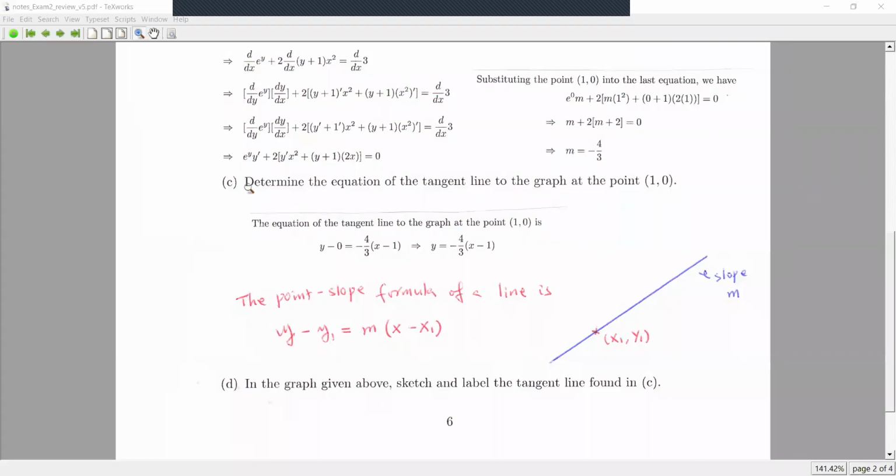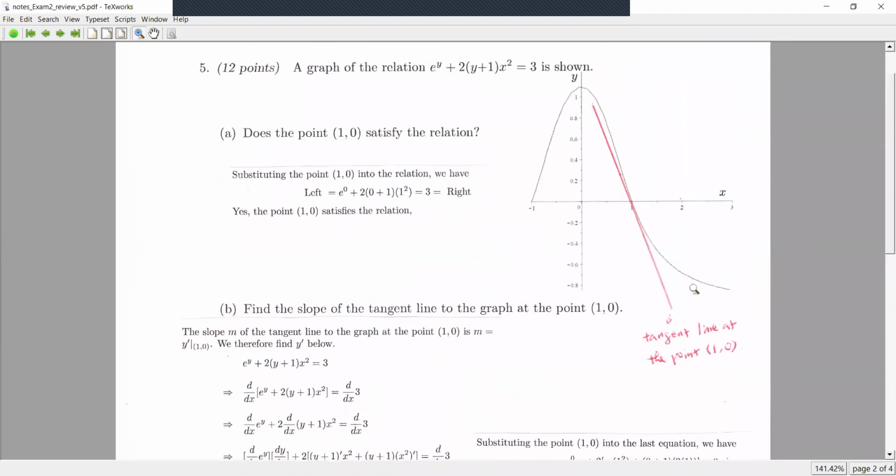Part C. Determine the equation of the tangent line to the graph at point 1, 0. That is, we need to write down the equation of this tangent line. About this tangent line, now we have its slope, negative 4/3. And also we have one point on the tangent line. The point is 1, 0. By the point slope formula, we can write down the equation of this tangent line.